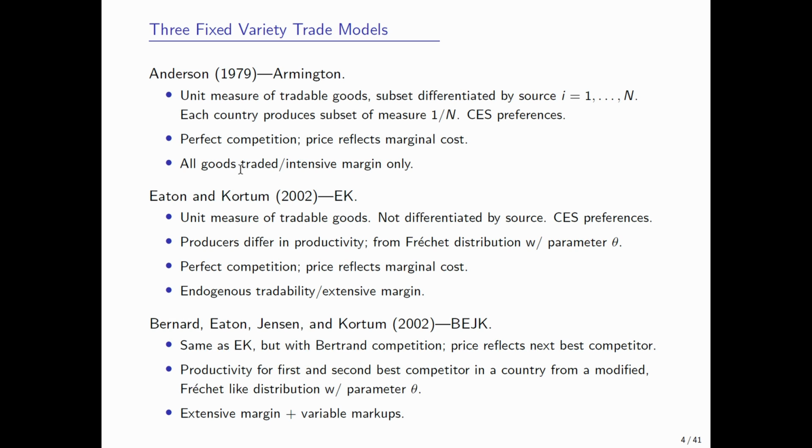So the way that we think about Eaton and Kortum is basically Armington, but with an extensive margin of trade. So what do I mean by that? Again, there is a unit measure of tradable goods. They're not differentiated by source. Perfect competition here, CES preferences.